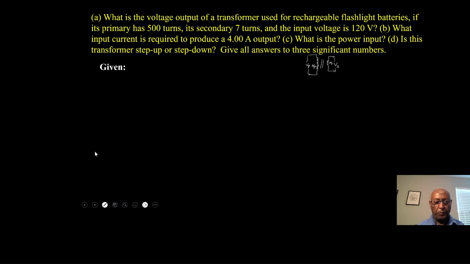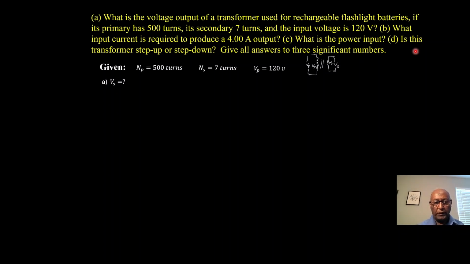You can see we have the primary on this side with a voltage of V sub P, and N sub P will be the number of turns of the primary. Here we have the secondary, and it has a number of turns of N sub S and voltage output of V sub S. With that nomenclature, the number of turns N sub P of the primary is 500 turns, that of the secondary N sub S is 7 turns, and the voltage input V sub P is 120 volts. What we are required to find in A is what the secondary voltage is, or the output voltage.